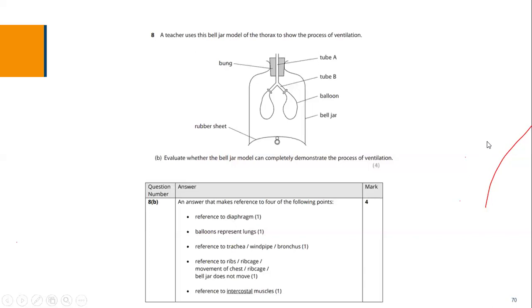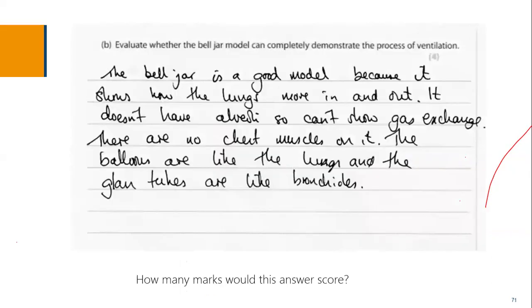If we come back to the bell jar model, and you have seen the marks before, there are two answers in your pack. This is the first of them. I'll give you a few minutes to type in what marks you would give it, but I appreciate that if you've not got the resources, you can't see the mark scheme and the answer.